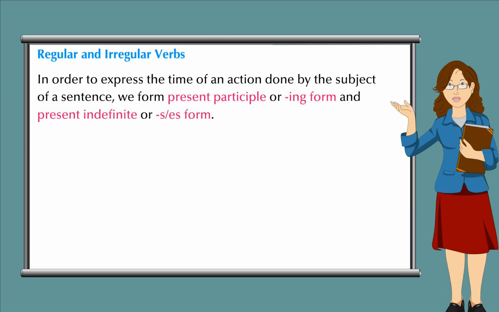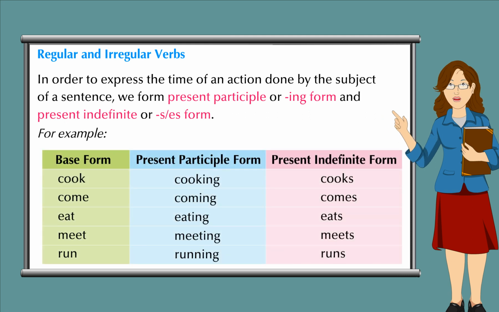In order to express the time of an action done by the subject of a sentence, we form the present participle or ing form and the present indefinite or s or es form. For example, base form, present participle form, present indefinite form: cook, cooking, cooks. Come, coming, comes. Eat, eating, eats. Meet, meeting, meets.